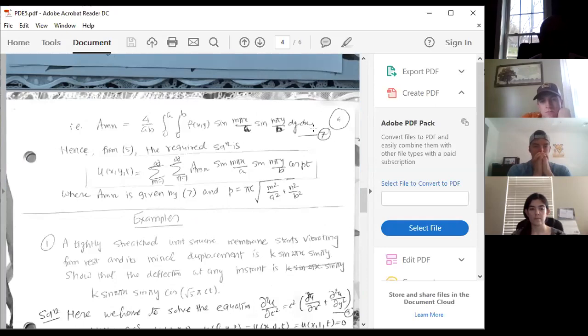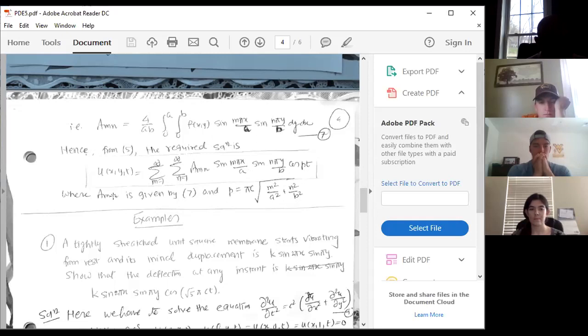AMN is this one, and that's why my solution is u(x, y, t) equals summation m equal to 1 to infinity, n equal to 1 to infinity, AMN sine(m pi x by a) sine(n pi y by b) cosine(pt), where this p is given by pi c times the square root of (m square by a square plus n square by b square). Only these 3 parts you need to memorize, or you just need to figure it out: AMN, this one and this one.